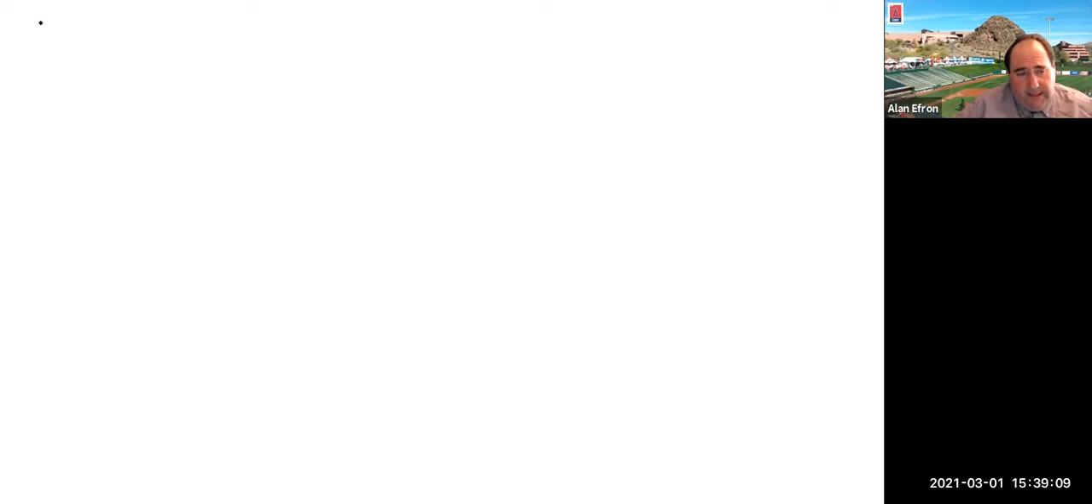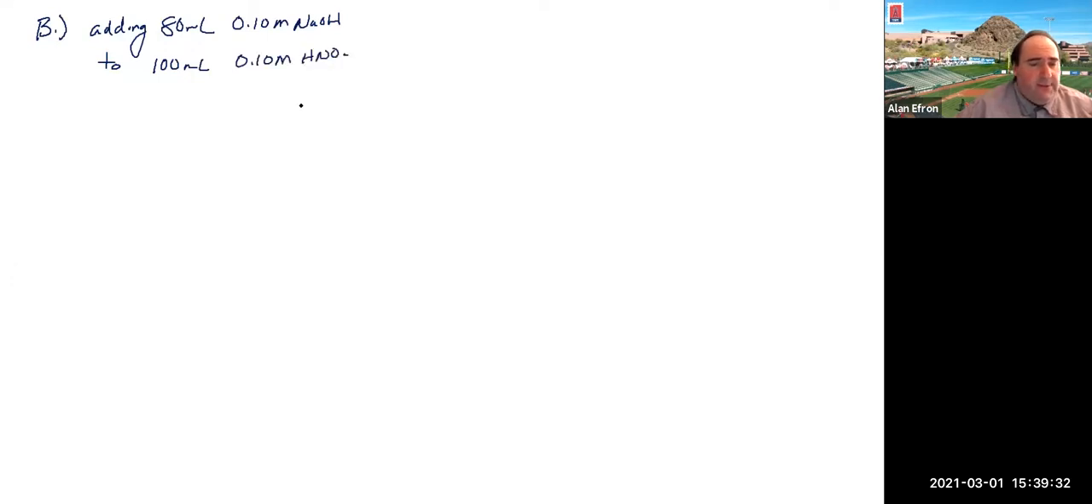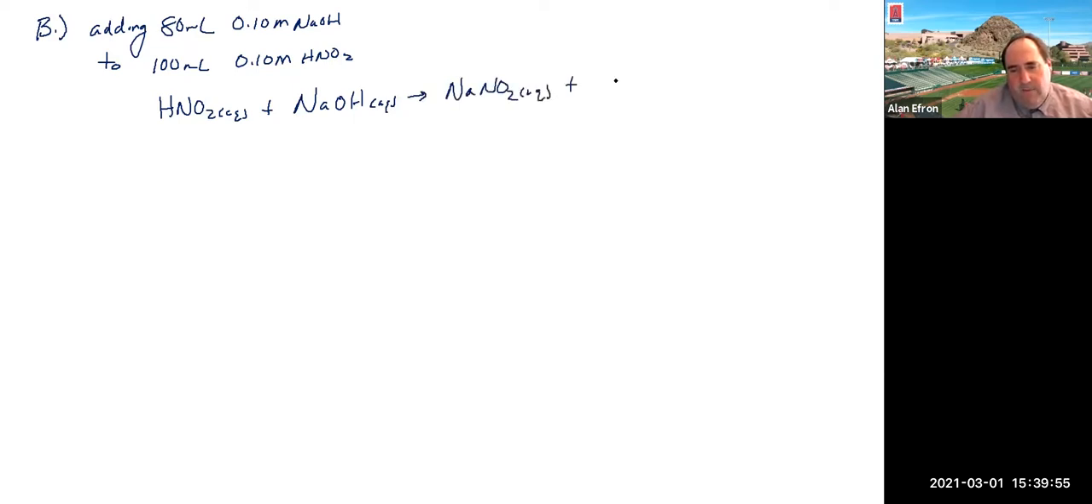So in part B, we are adding 80 milliliters of our base, which has a molarity of 0.1 molar sodium hydroxide, to our acid, which we started with 100 milliliters of 0.1 molar nitrous acid. So clearly we're adding our base here, so we're going to get a reaction. So that's going to be our HNO2 plus our sodium hydroxide, going to get us some sodium nitrite and some water here. Clearly we are starting the titration here, which means we're definitely changing the volume.